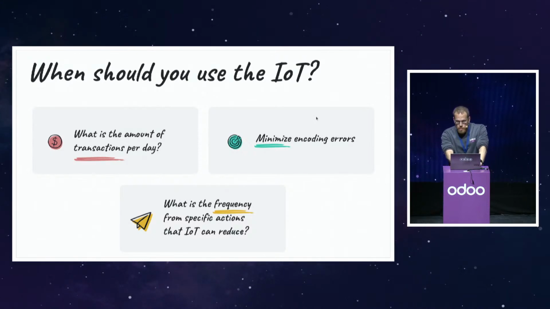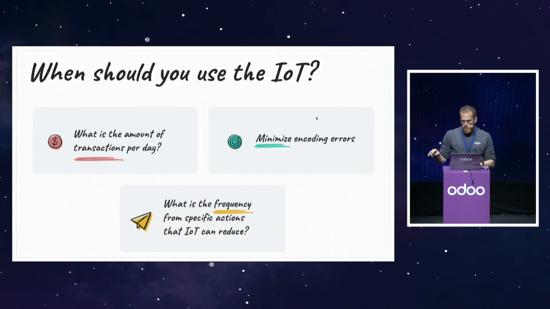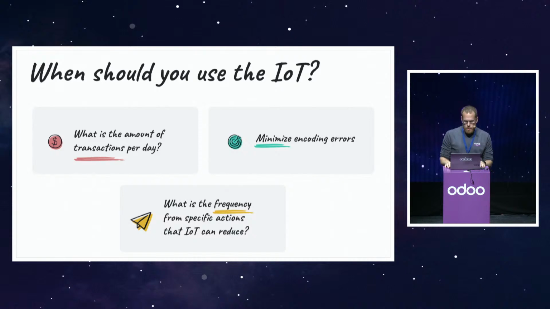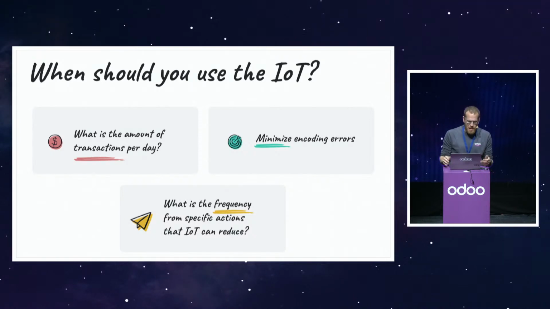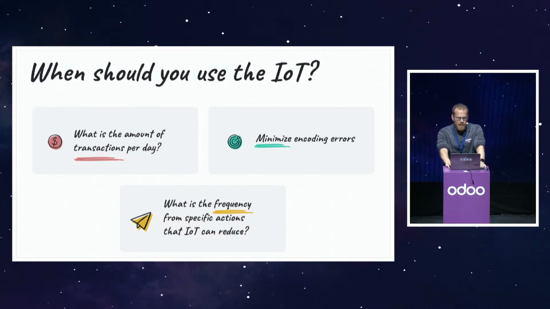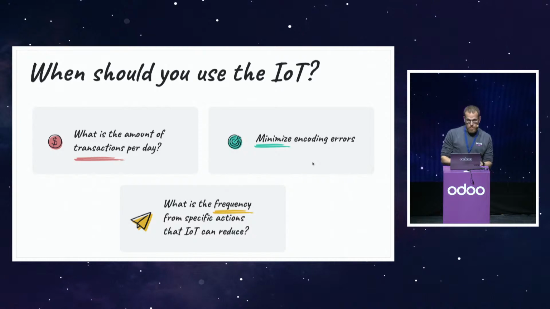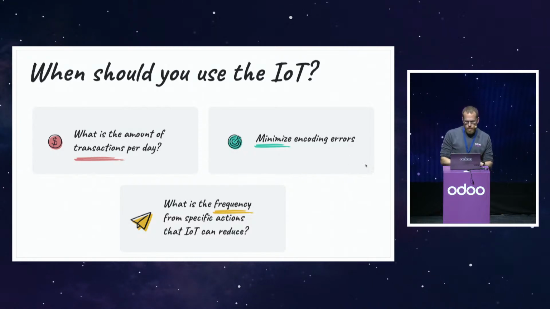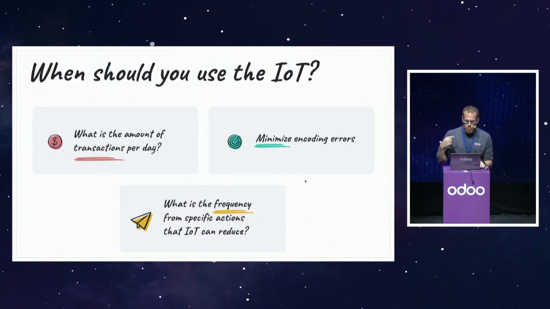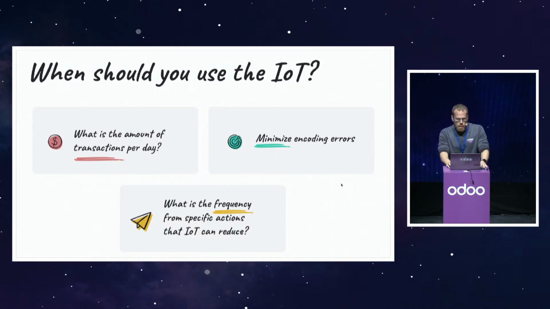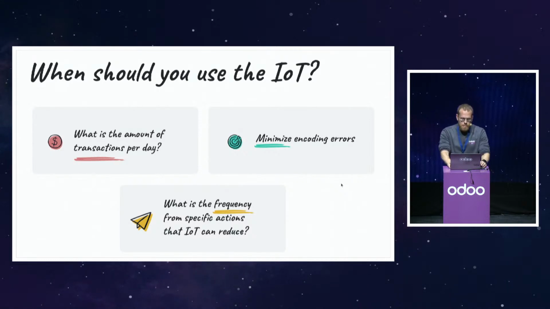It can also minimize the encoding errors, because if it's not connected, you have to type it yourself, and you could type, for example, 100 instead of 10, and well, it could lead to some accounting issue and stuff like that. But you could also check for the frequency of the process you would do. Like, if you know that you have to print a lot of reports, then you could take the IoT just for this.